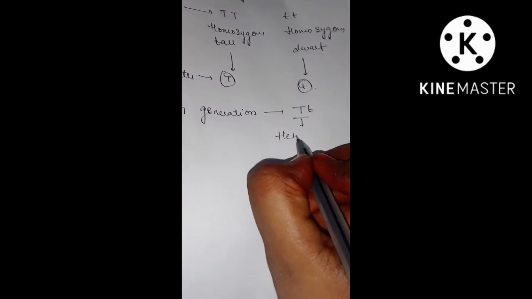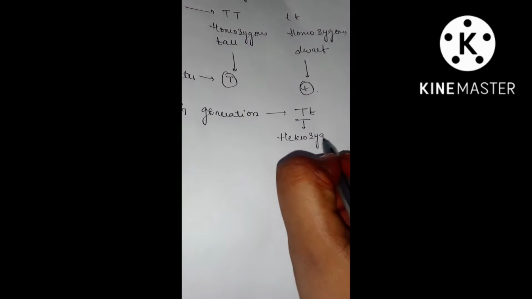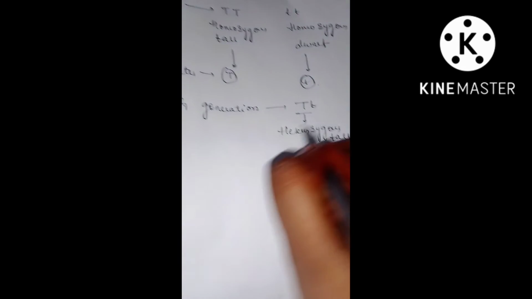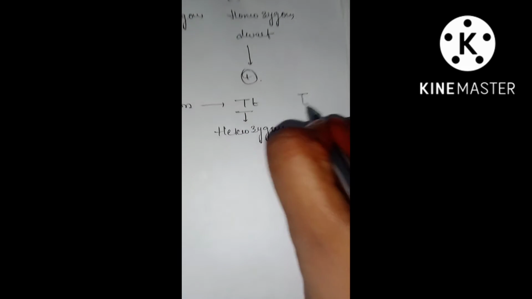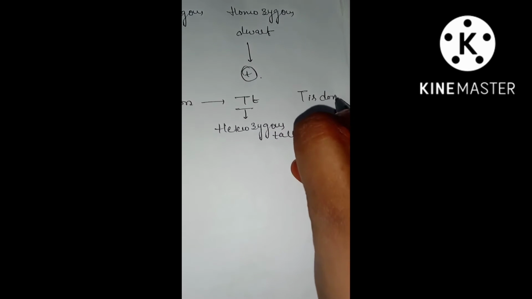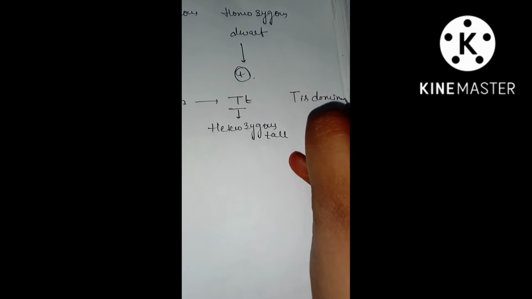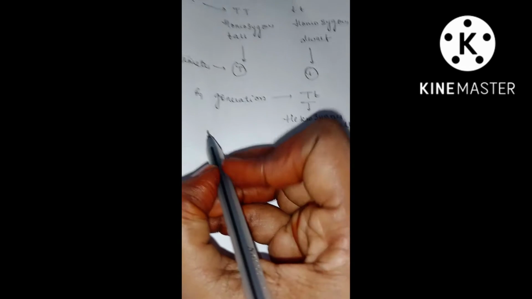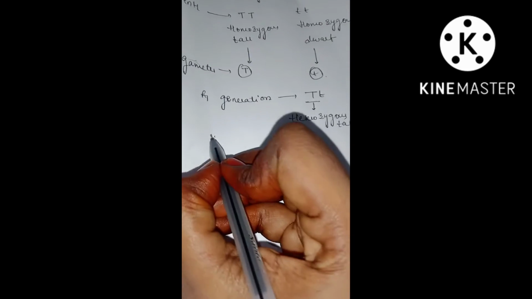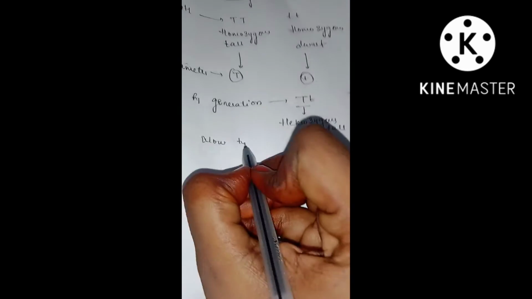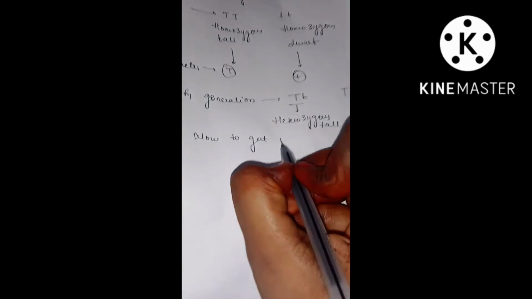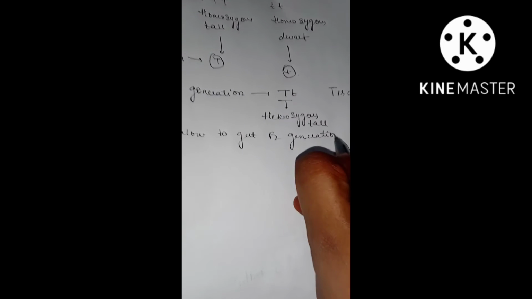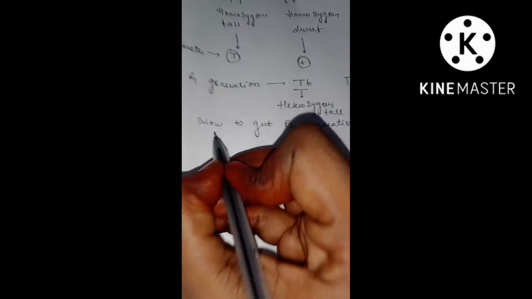In the heterozygous condition also, capital T, small t shows the tall character, the same as homozygous tall capital T. So capital T is considered the dominant trait over small t, which is the dwarf character. So T is considered dominant. Now to get the F2 generation, we are going to self the F1 generation plants.